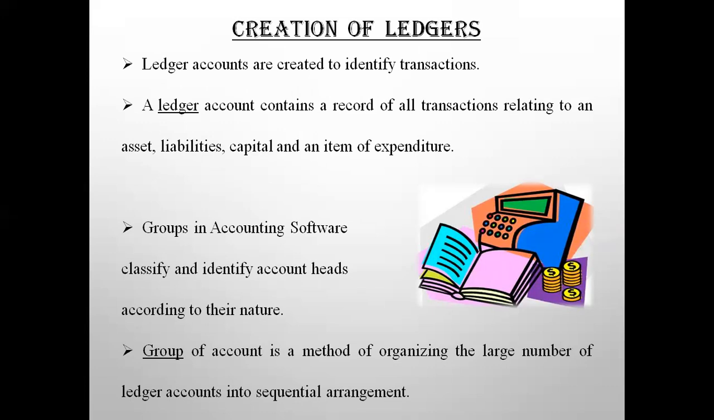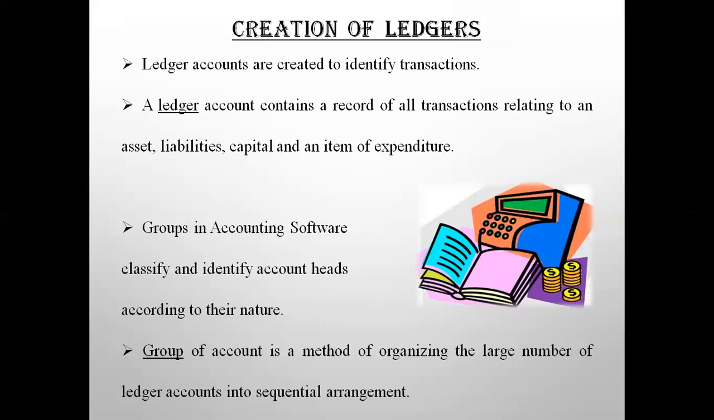The modern way of managing accounts, which is followed mostly, is called the single ledger concept of accounting. All financial entries are made using ledgers or the accounting heads. So ledger accounts are created to identify transactions. A ledger account contains a record of all transactions relating to an asset, liability, capital, and an item of expenditure.